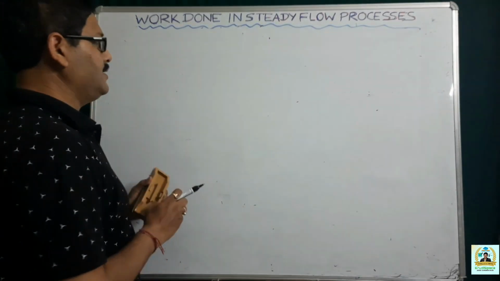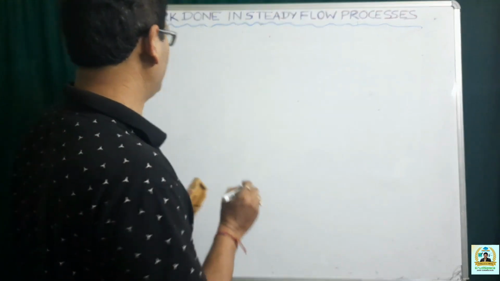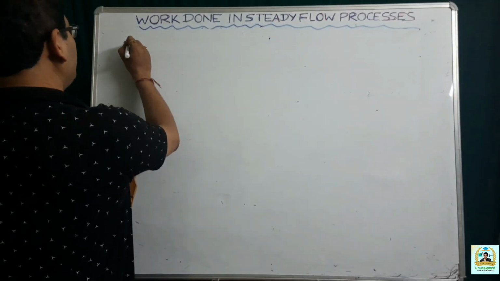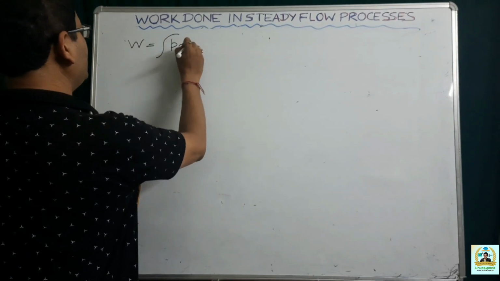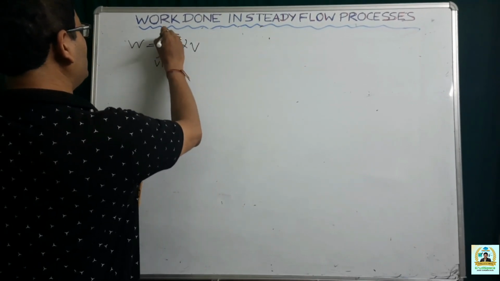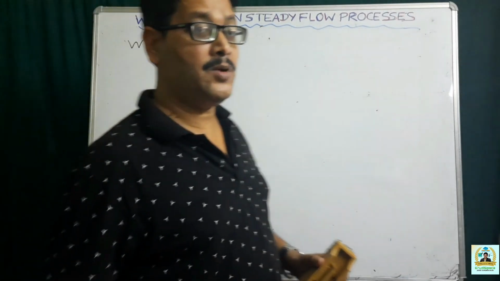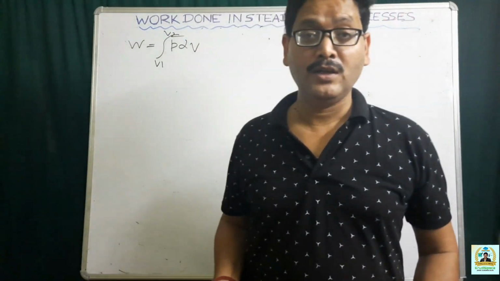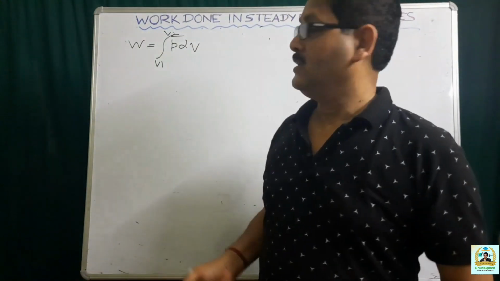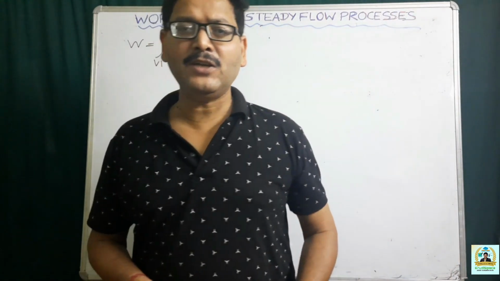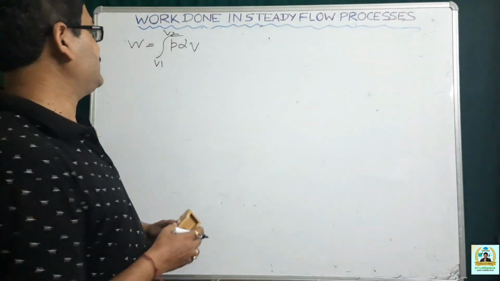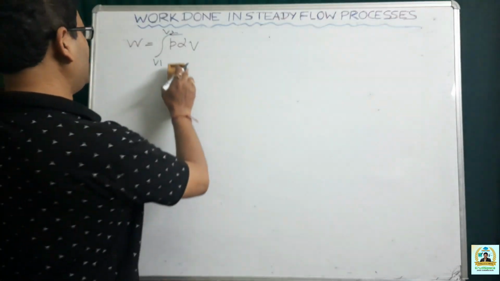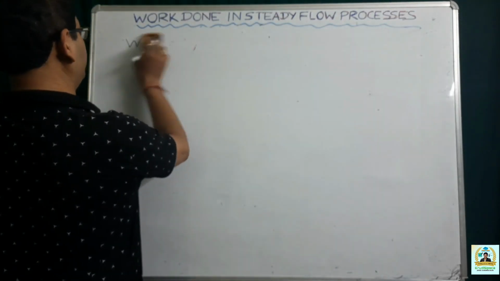So all of us know that for a closed system, the work done is the integration of PdV from V1 to V2. But what is the expression for work done when it comes to a steady flow process? That you can derive by applying the first principle and by considering the steady flow energy equation.